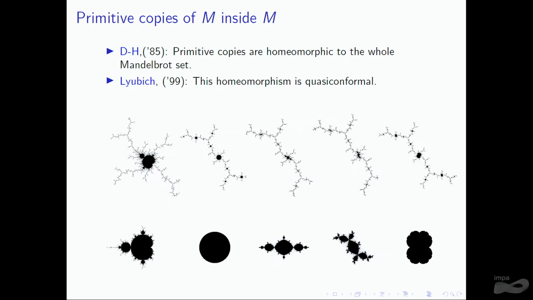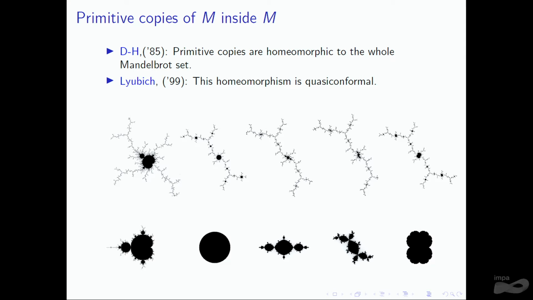So what you see here is actually a homeomorphic copy of this guy here. And this homeomorphism is dynamical. What does it mean? It means that if I send this point to this point, this is the filled Julia set of this one. And this point is that one.